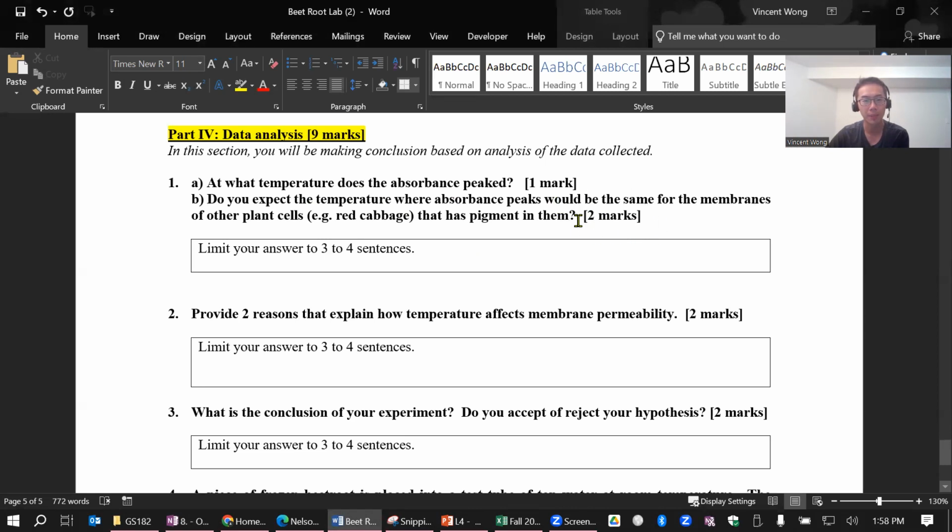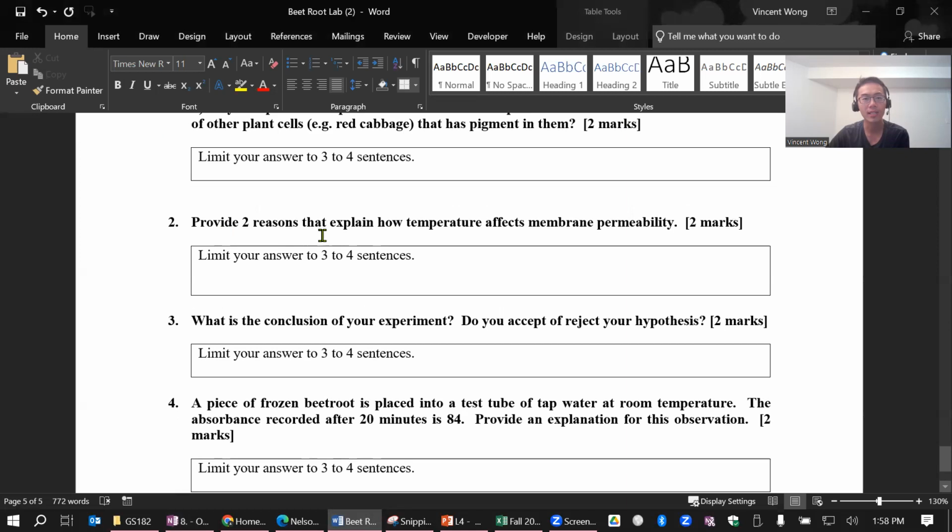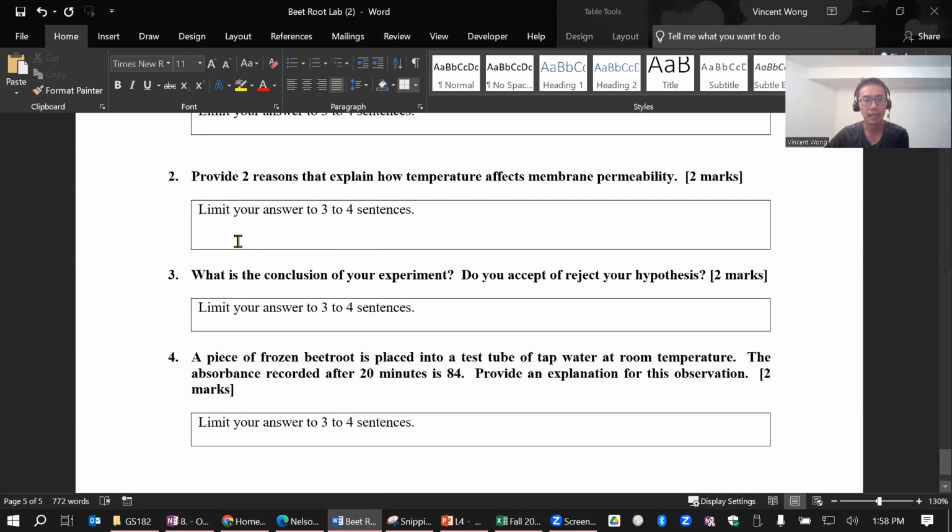Make sure you explain properly. Provide 2 reasons that explain how temperature affects membrane permeability. That is also 2 marks. The lady in the video actually gave 2 reasons towards the end. It's very clear what she said. Just copy what she said, paraphrase it, and then you're almost done.